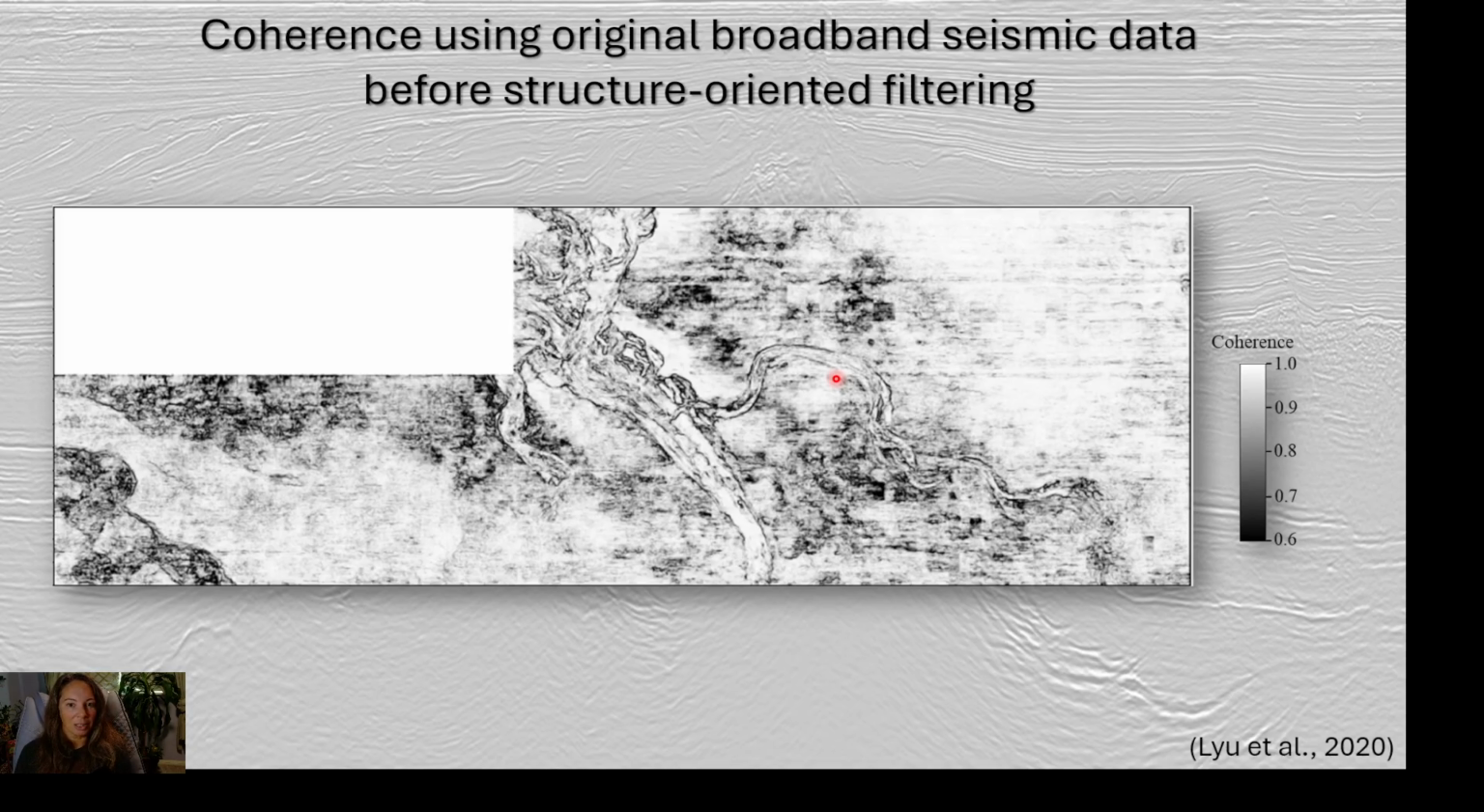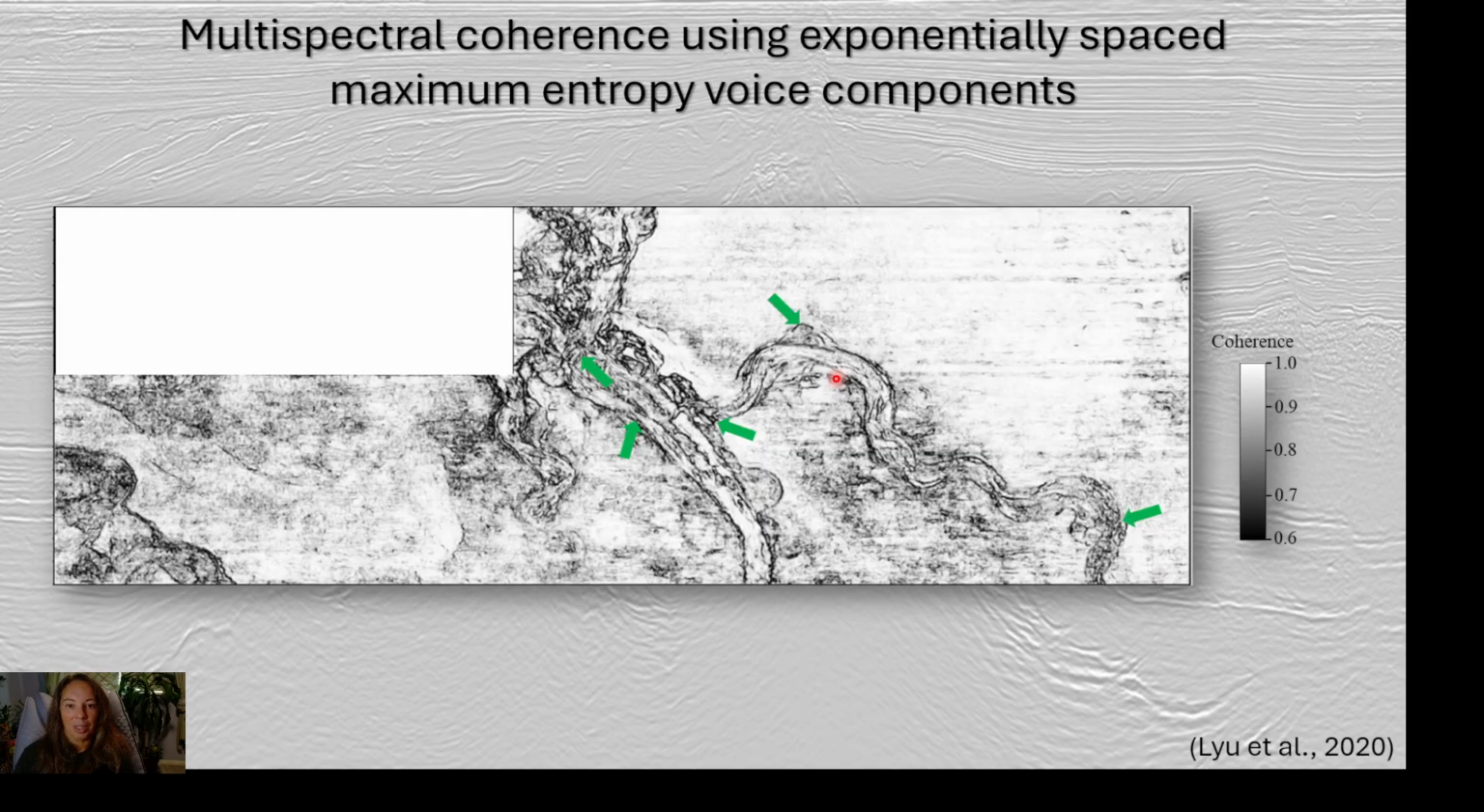And so to look at this blown up a little bit more in a bigger picture so you could see it on your screens, here we've got our original broadband seismic data, and this is before structure-oriented filtering. Now when we look at the multispectral coherence, in this case the voices were chosen using exponentially spaced components. You can see that there's quite a few more features that are showing up very clearly here.